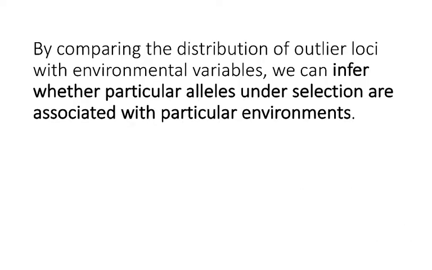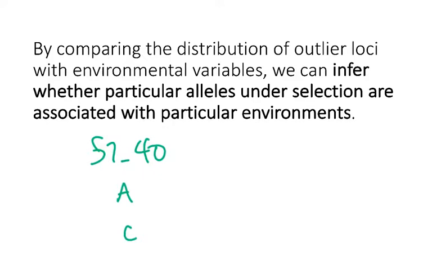And what we can do by comparing the distribution of outlier loci with these different environmental variables is figure out if certain alleles under selection are associated with particular environments. So say we have one particular outlier locus, 5740. Remember, we had those similar types of designations in that lab we did for genetic diversity. So say at this one particular outlier locus, we have two different possible nucleotides. We have either an A or a C.